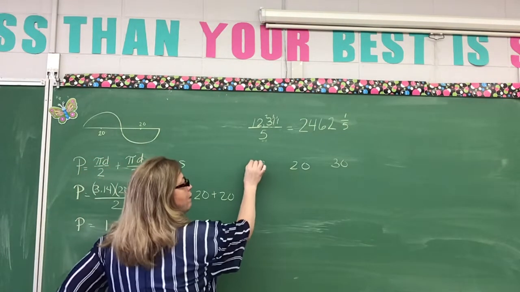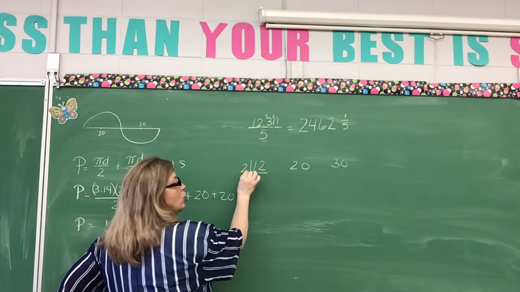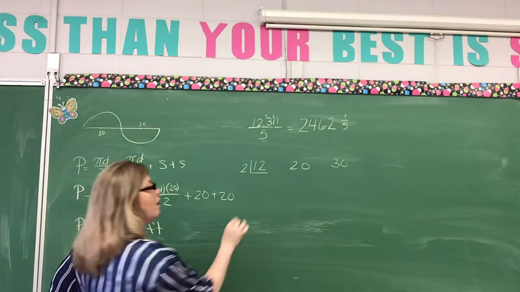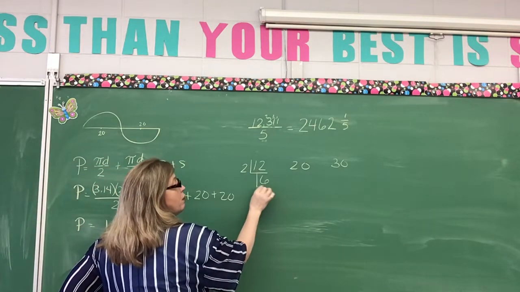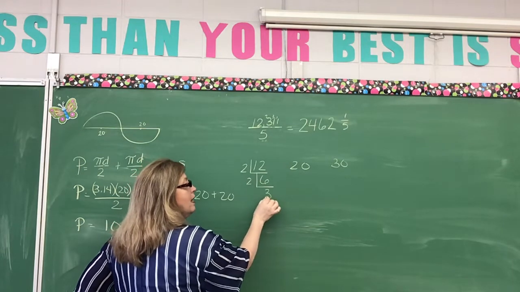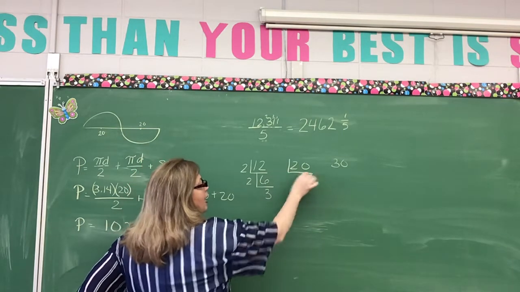Okay, to find the prime factorization, we always start with the smallest prime number that will go into it. So 2 goes into 12, leaving us 6. We're using the division of primes. Divide this by 2 because it is still even. That gives us 3. Now we'll go to 20.